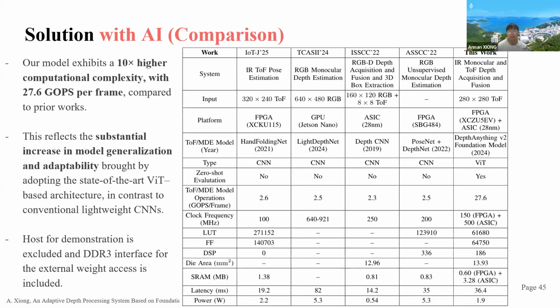If we compare our work with other works, the largest difference is a 10 times higher computation complexity, with 27.6 GOPS per frame compared to previous works. This reflects the substantial increase in model generalization and adaptability brought by adopting the state-of-the-art vision transformer-based architecture in contrast to the conventional lightweight CNNs. Although a large model does not mean better performance, generally speaking, larger is better, right?